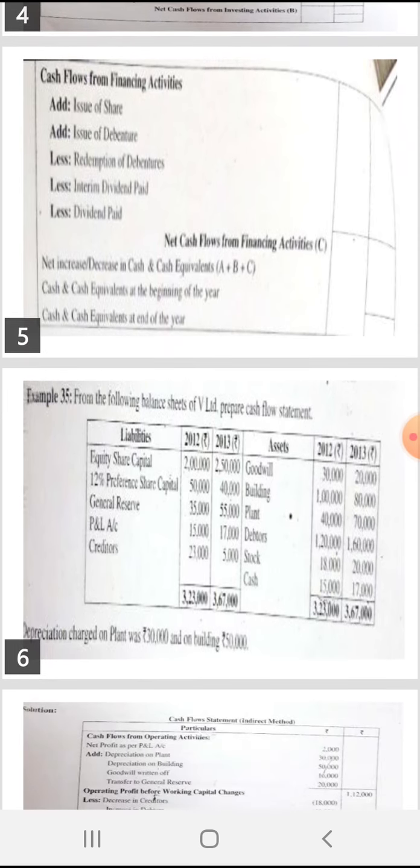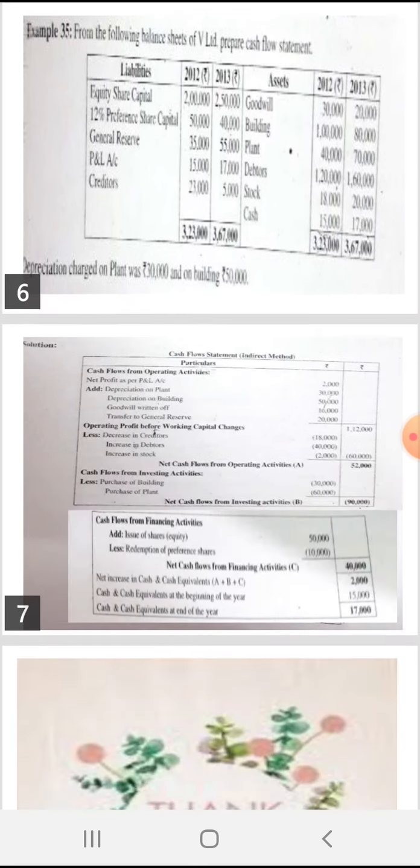Now cash flow from investing activities: sale of investment, sale of machinery, less purchase of building or machinery or any fixed asset. This will be net cash flow from investing activities, which we will mark as B. Now cash flow from financing activities: in this we will add issue of shares or debentures and deduct redemption of debentures, interim dividend paid and dividend paid. This will be net cash flow from financing activities, that we will mark as C. Now we will add the total of A, B and C. In this we will again add cash and cash equivalents at the beginning of the year. The answer will be cash and cash equivalents at the end of the year.